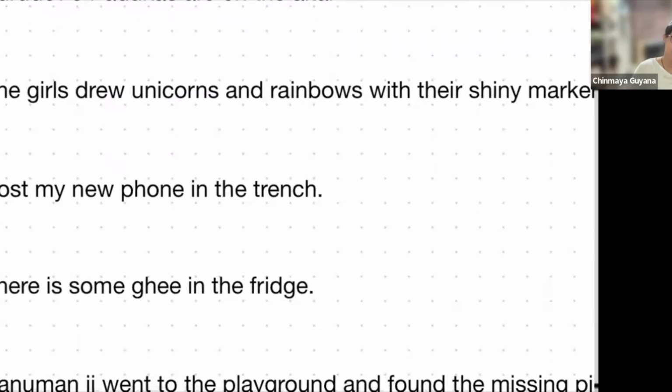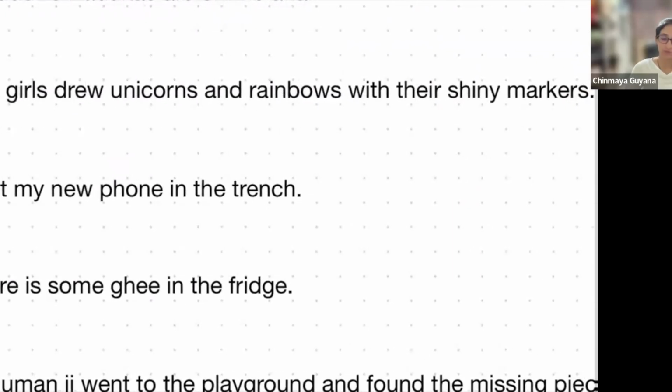Okay. The girls drew unicorns and rainbows with their shiny markers. Sorry for the terrible sentences. I'm facing my own karma because when we used to get sentence homework, we used to get words every Monday and we had to make sentences. And by the end of the week, we had to learn their meaning and spelling. Well, I used to hear whoever was around me and try and copy their sentences. So now I'm stuck making my own all alone. Worst homework ever. So you're stuck with my karma.